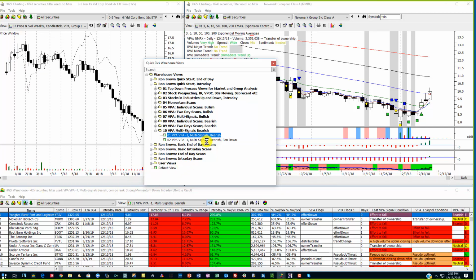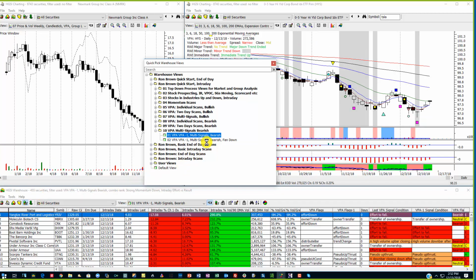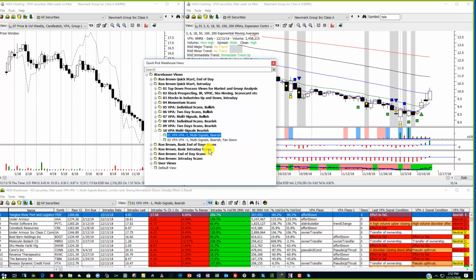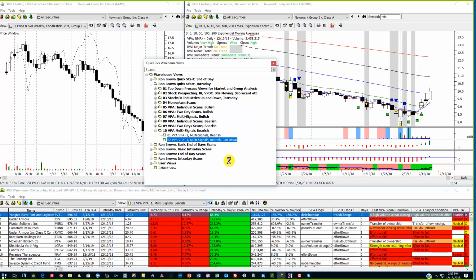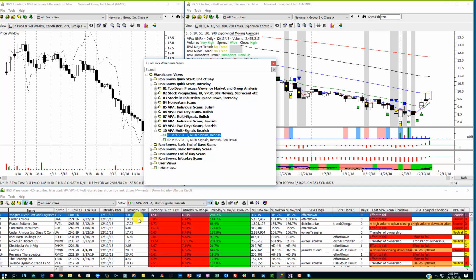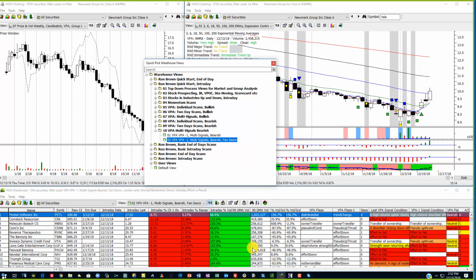And this second one down, the flag, the reason the number is less is because the fan, these stocks that pass this filter have to have a downtrend or a fan down, and this one does not. This one is just based upon the VPA signals, and this one requires a fan down. So there are fewer stocks.